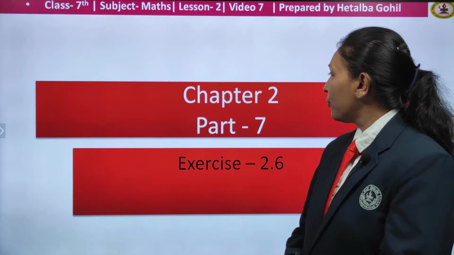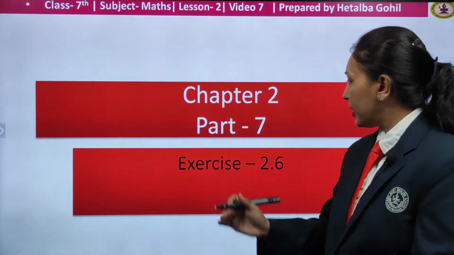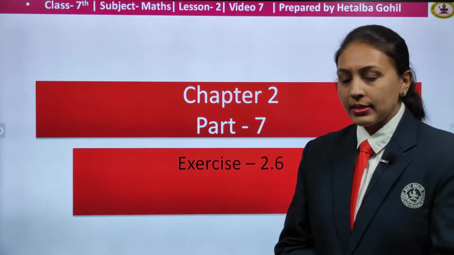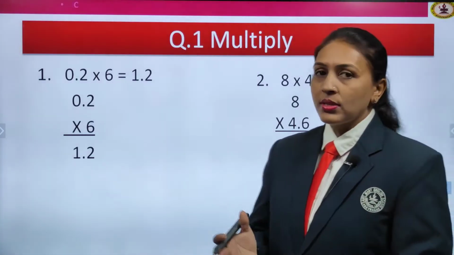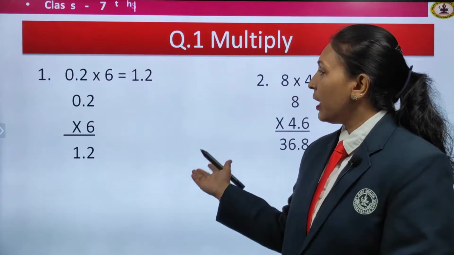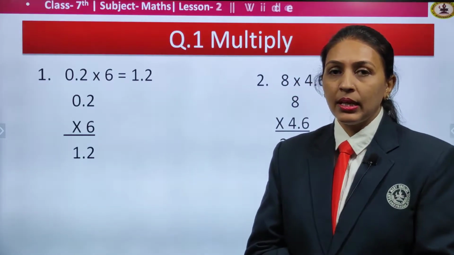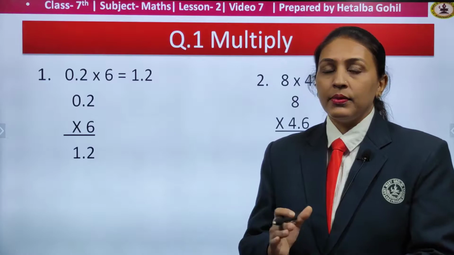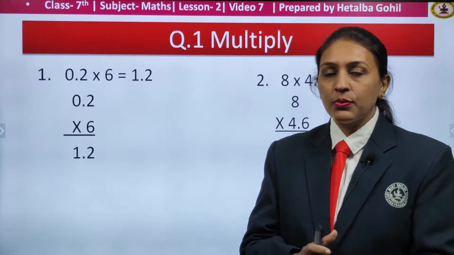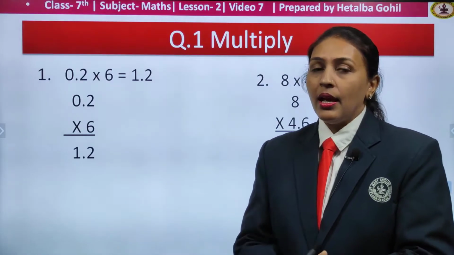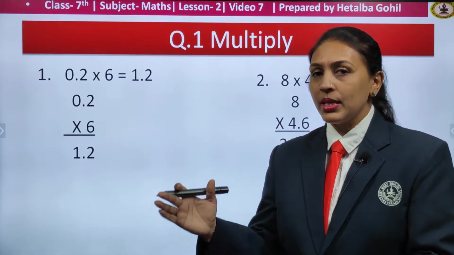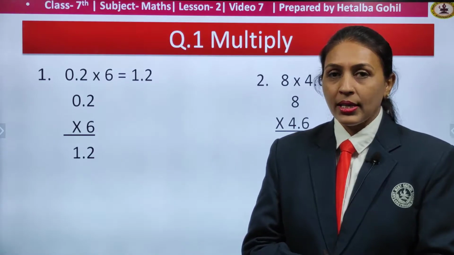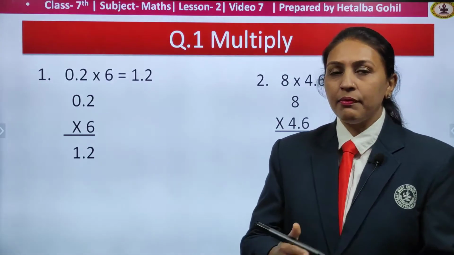We'll continue further with chapter number 2, with the next exercise 2.6. As we have learned the concepts of decimals, here we have the multiplication of decimal numbers with whole numbers, the multiplication of decimals with 10, 100 and 1000, and also the multiplication of decimals with decimals. Okay, so let us go further, step by step we will do it.